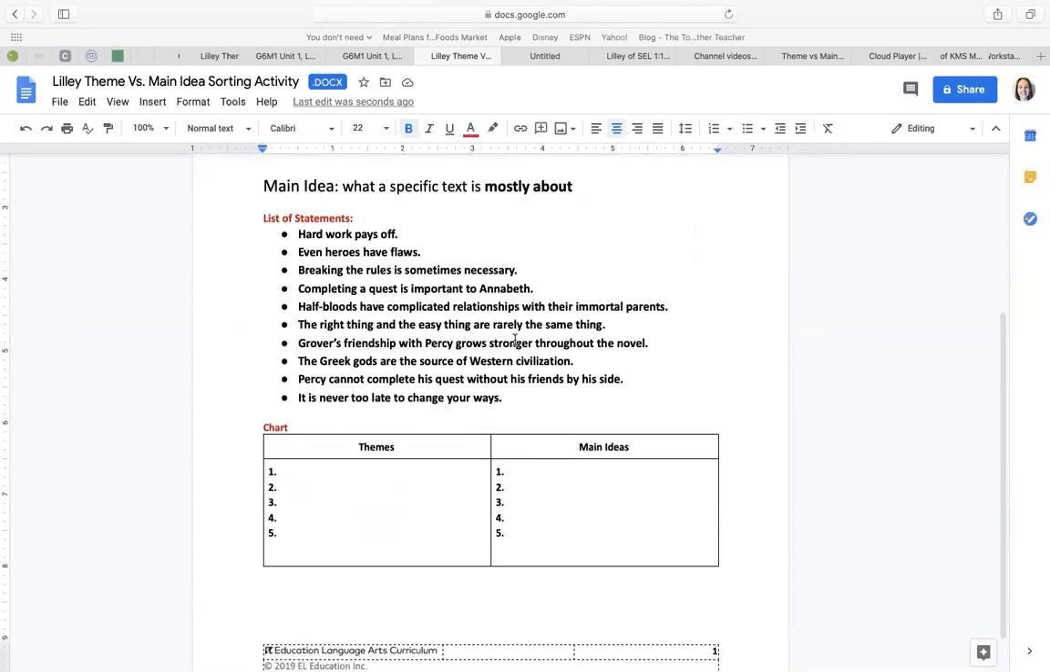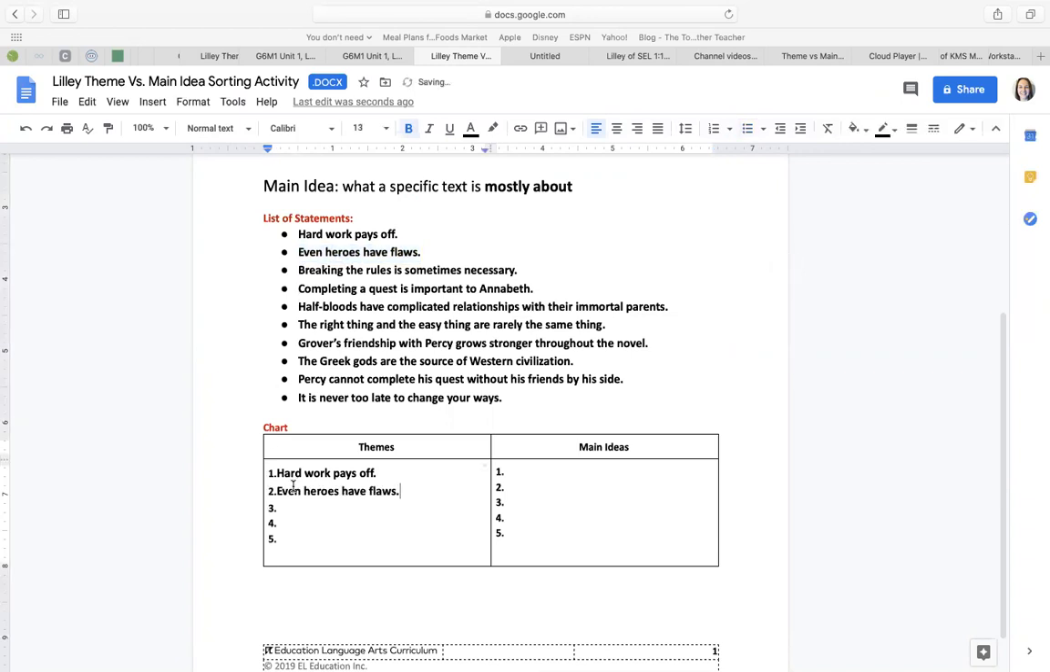So let's go through these 10 statements. "Hard work pays off." We discovered that this is more of a lesson. It could be applied to many different texts, so it's going to be a theme. So we're going to highlight it, copy it, and paste it down here in our theme section. Then "Even heroes have flaws." Same thing. We figured out that this was a lesson that could be applied to many different texts. So we're going to copy it and paste it in themes.